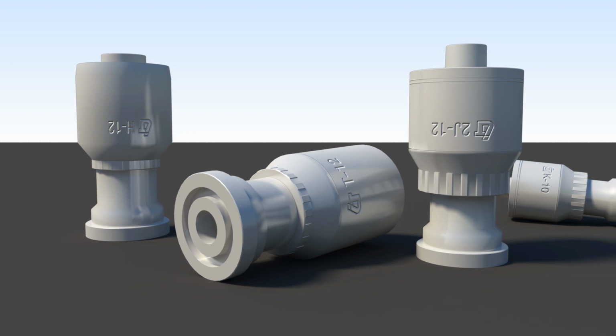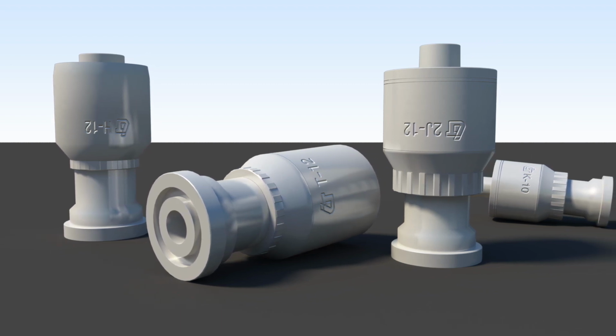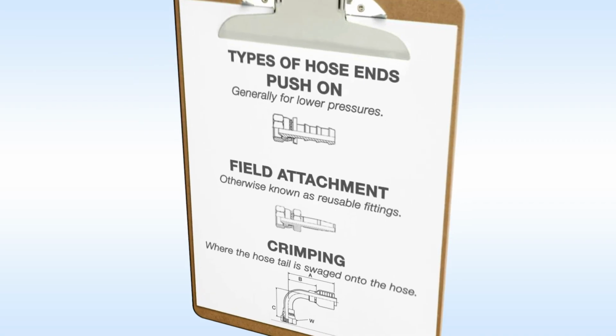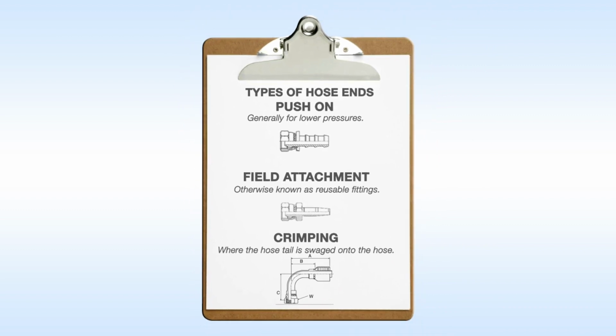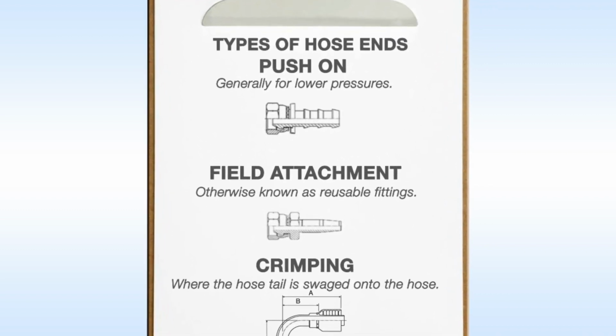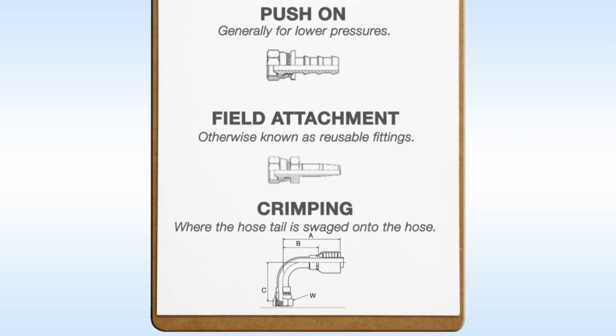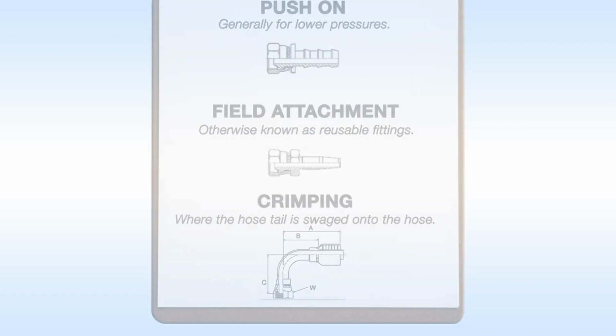The hose ends can be roughly grouped as to how the hose and hose ends are attached. This includes push-on, generally for lower pressures, field attachment, otherwise known as reusable fittings, and crimping or swaging.